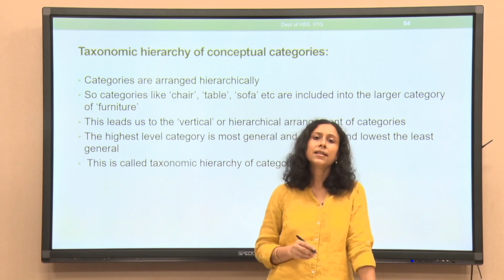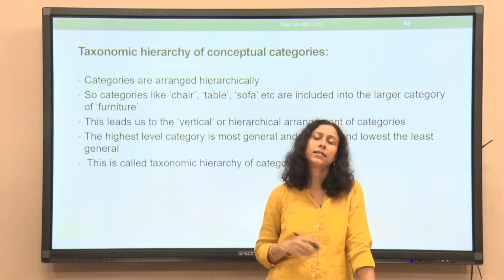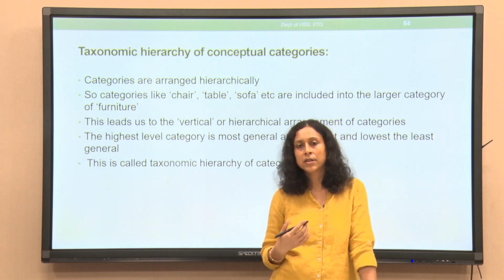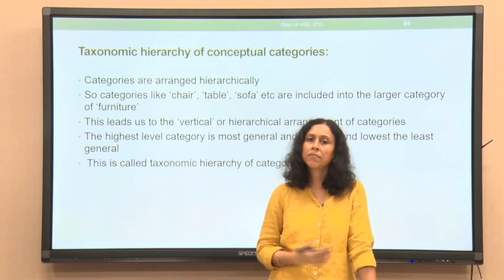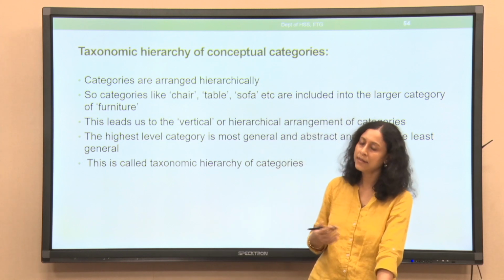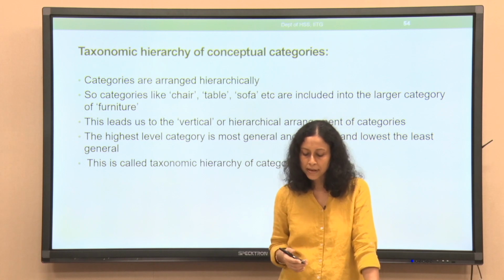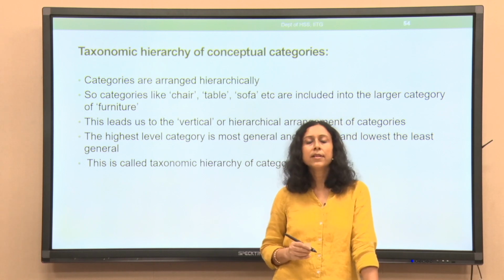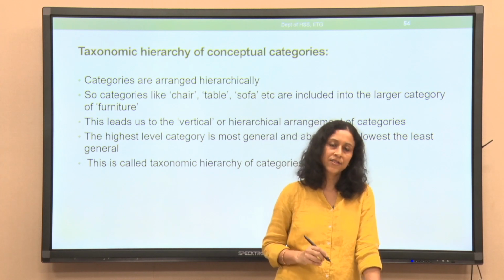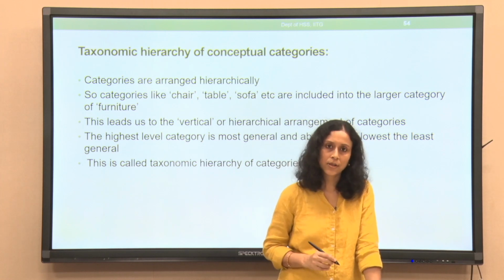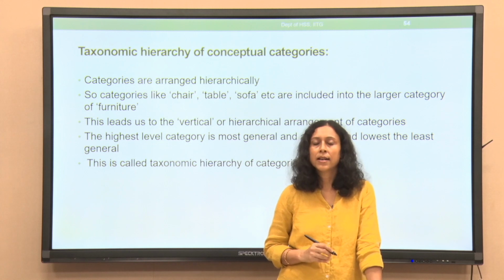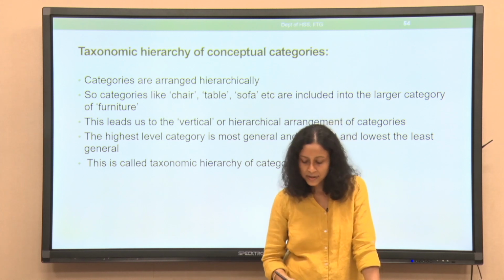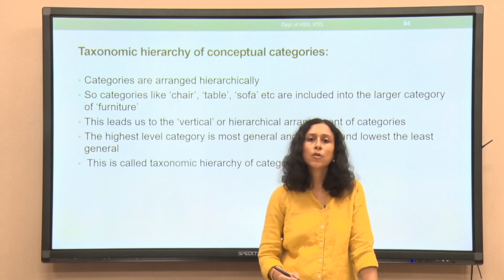Now, once you have realized that there are categories and that categories are based on features, sometimes, in terms of classical theory, they are represented by all the members, and in terms of other theories they are represented by the best examples of the category and so on. But one thing remains constant: categories are arranged hierarchically. There is a structure to categories. There is a very tight, neat taxonomic structure that holds for any category.